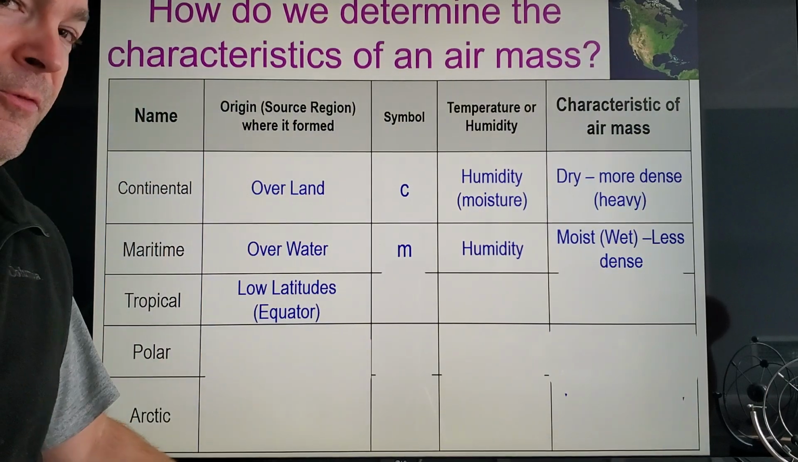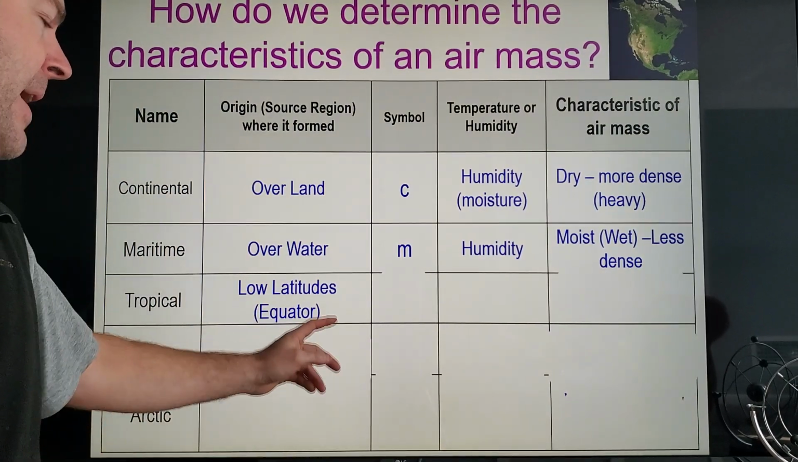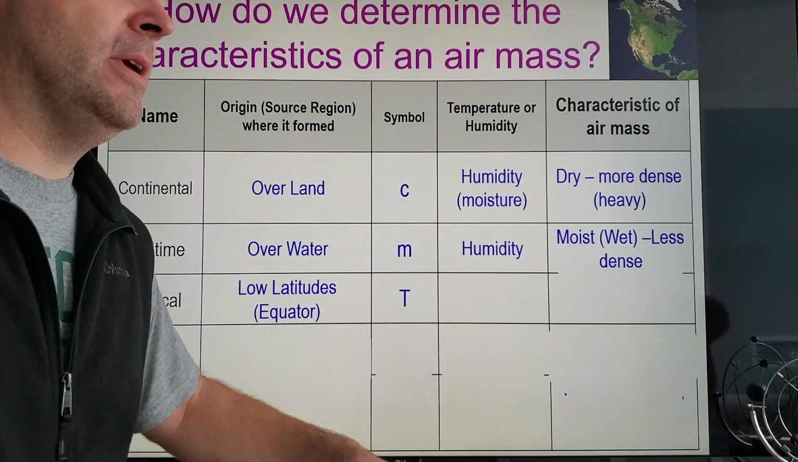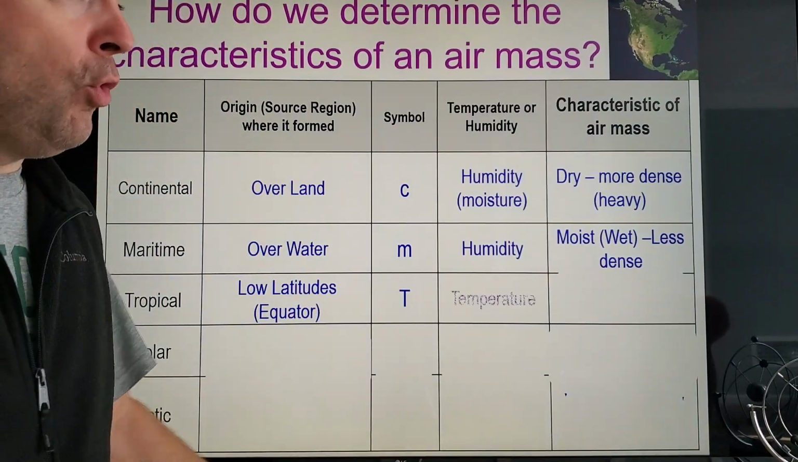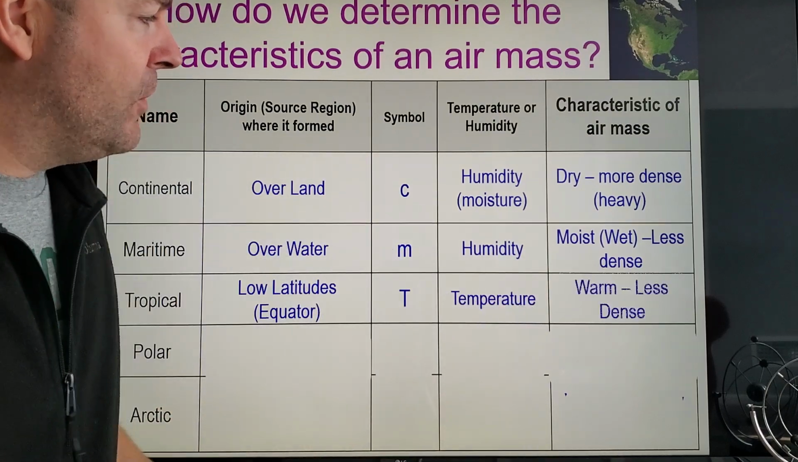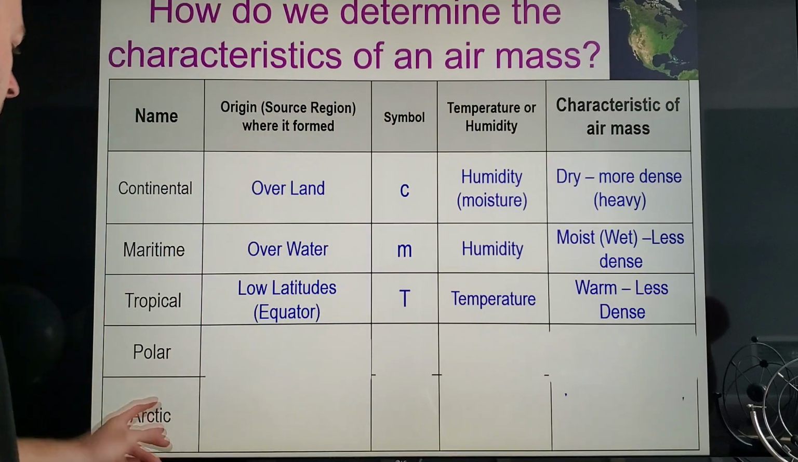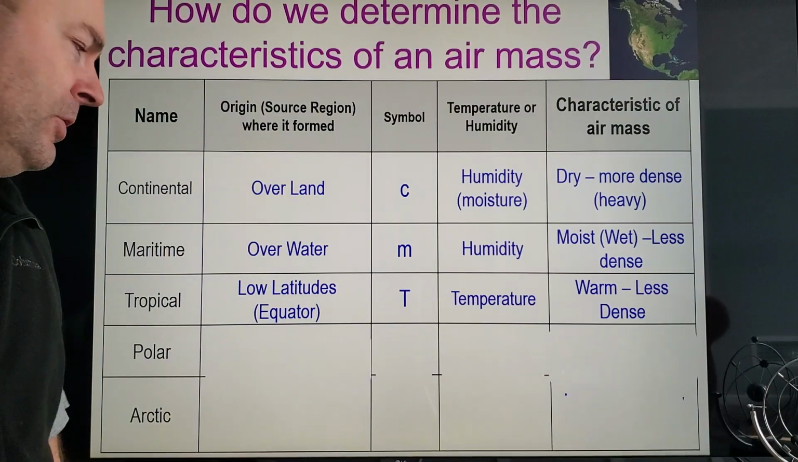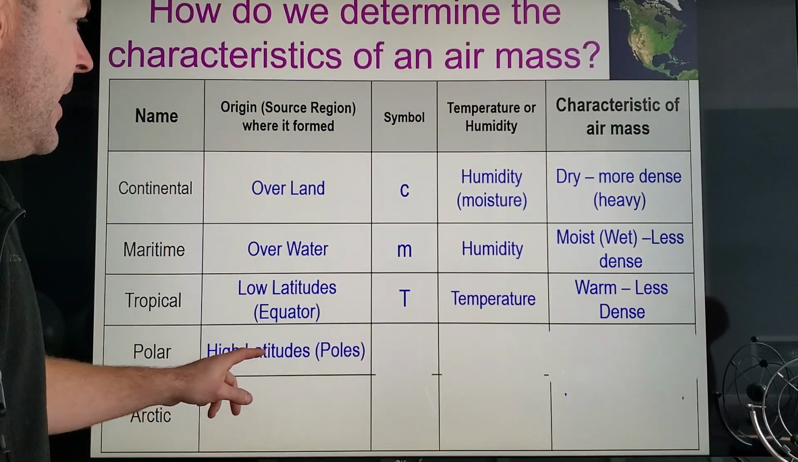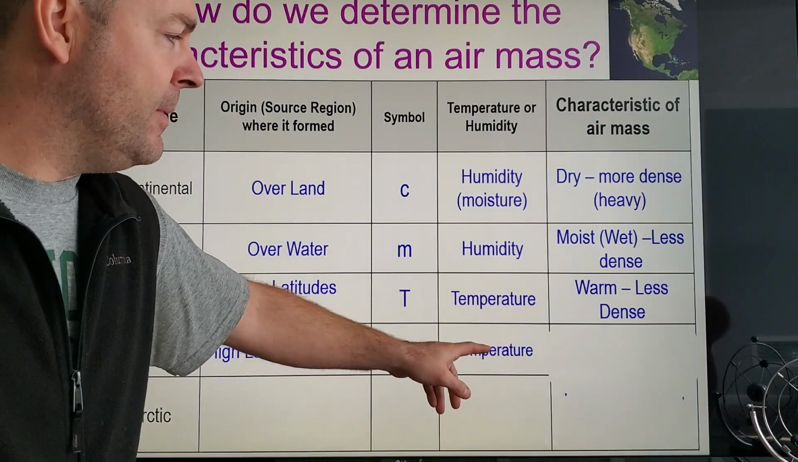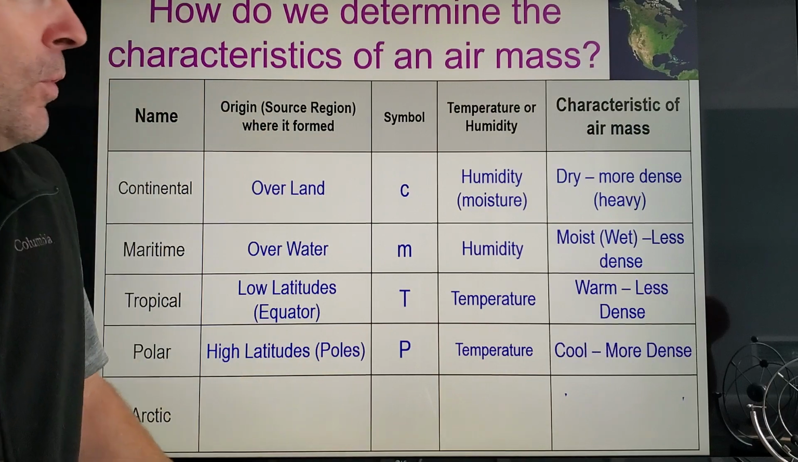Tropical, well, you probably figured near the equator, right? Lower latitudes. Again, the first letter is a T. This is describing a temperature this time, however, right? It's warm in the tropics. And, of course, that would be warm, less dense air, which is going to rise up. Polar, as you figured, toward the poles, right? Definitely higher latitude origin. It's a P, certainly describing a temperature. And, of course, that would be cold.